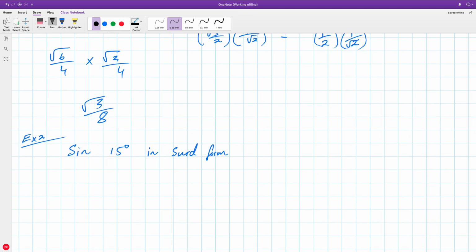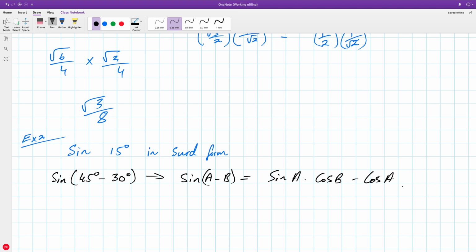Right, guys, let's look at it then. The sine of 15 degrees in surd form. So, to get 15 degrees, we're going to say the sine of 45 degrees minus 30 degrees. So that's the sine of A minus B, which is equal to sine A cos B minus cos A sine B.